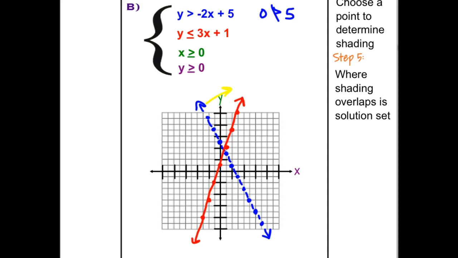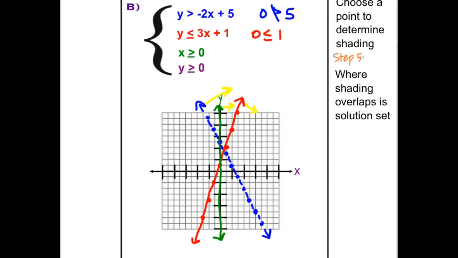And then we put in 0, 0, we get 0 less than or equal to 1. So that means that I'm going to shade this way on this one. And then x greater than or equal to 0, well, that's my y-axis, because the y-axis crosses the x-axis at 0. And it said it's greater, so I'm going to shade this way.